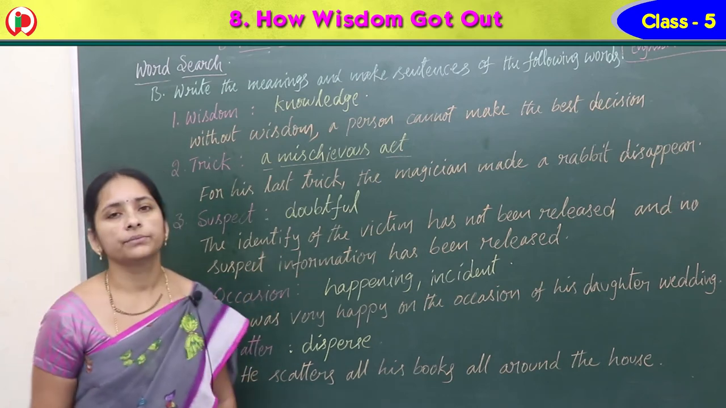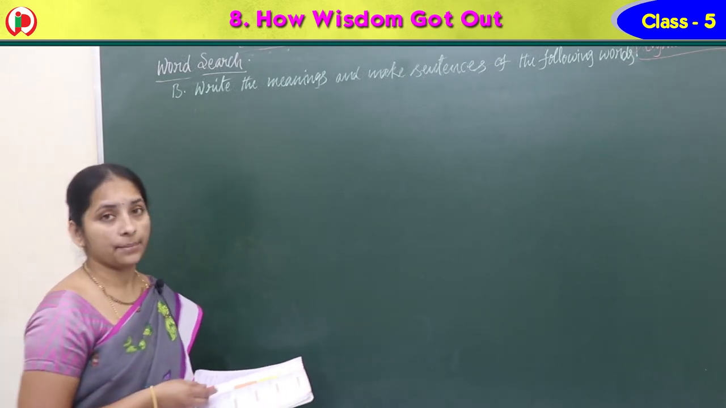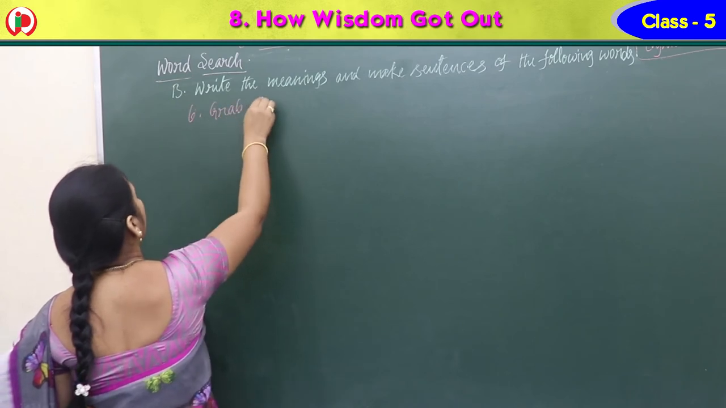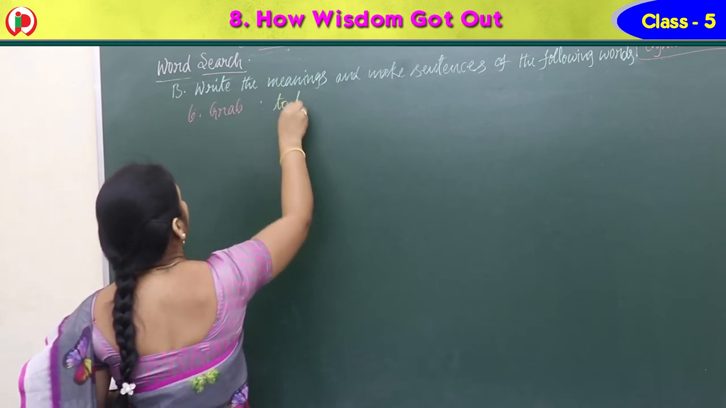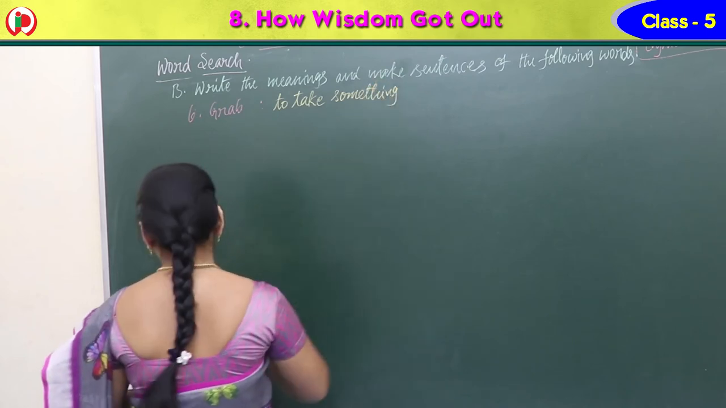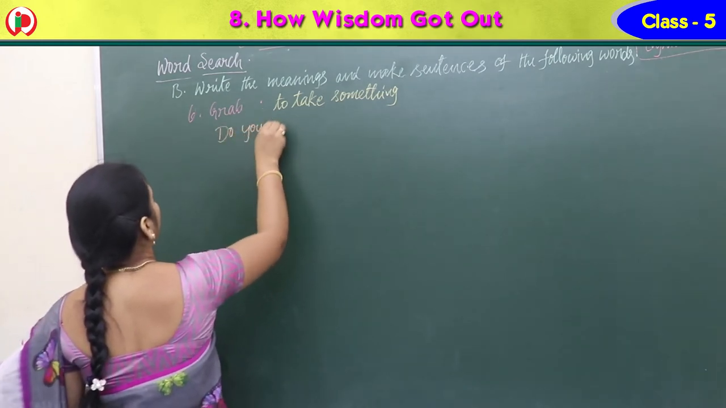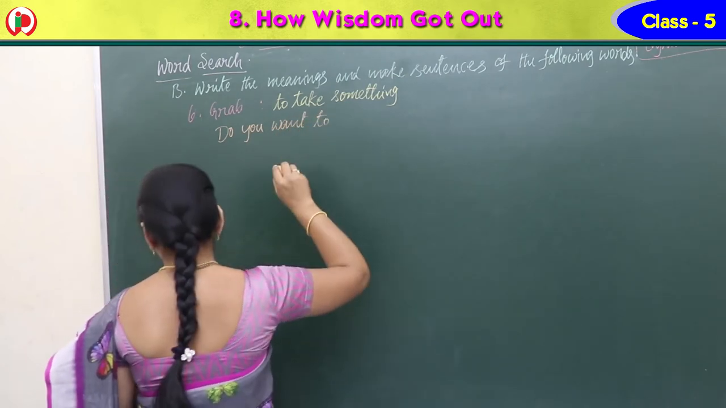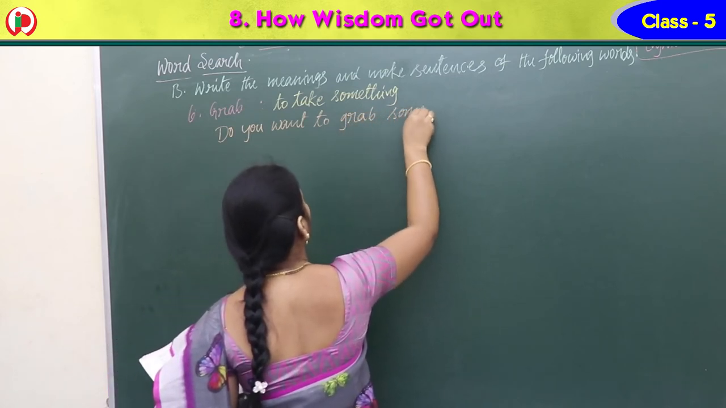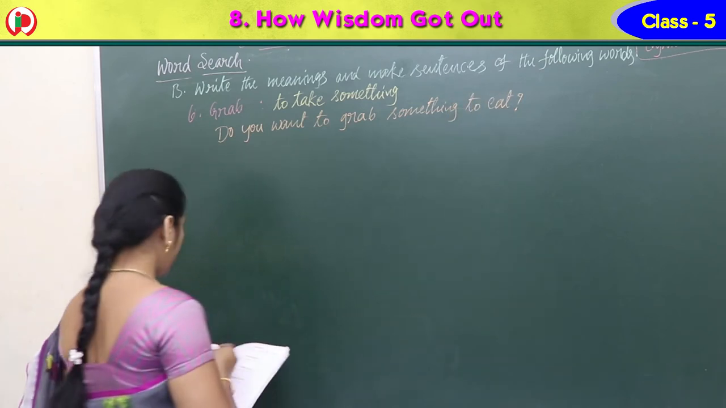So first copy all these five. Yes, see, Nana? So next one, sixth one, what do we have? Grab means to take something. Sixth one, we have grab. Grab means to take something. So that we call it grab. So what can we write here? Do you want to grab something to eat? So that we can write for the meaning grab.